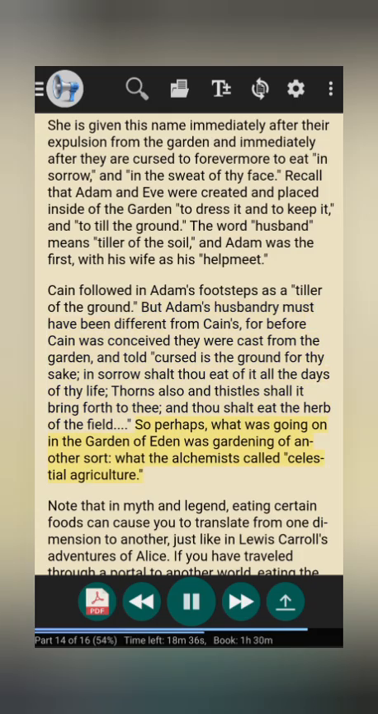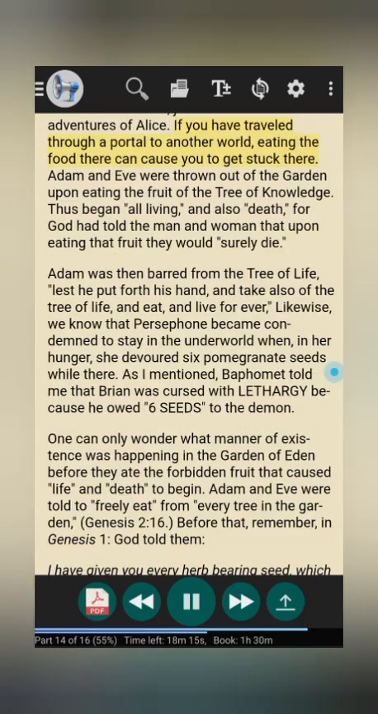So perhaps what was going on in the Garden of Eden was gardening of another sort, what the alchemists called celestial agriculture. Note that in myth and legend, eating certain foods can cause you to translate from one dimension to another, just like in Lewis Carroll's Adventures of Alice. If you have traveled through a portal to another world, eating the food there can cause you to get stuck there. Adam and Eve were thrown out of the garden upon eating the fruit of the tree of knowledge.